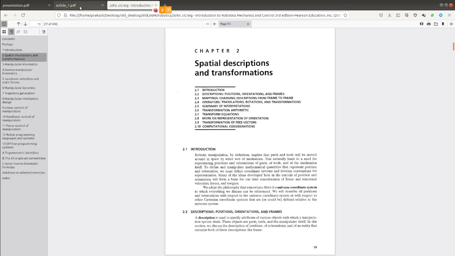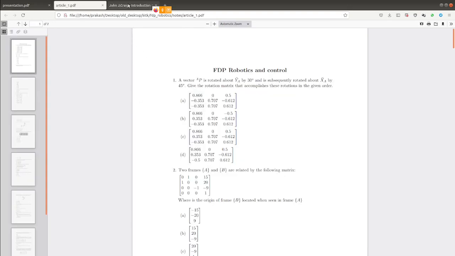So that's a question. If you refer to chapter number 2, you will be able to answer.